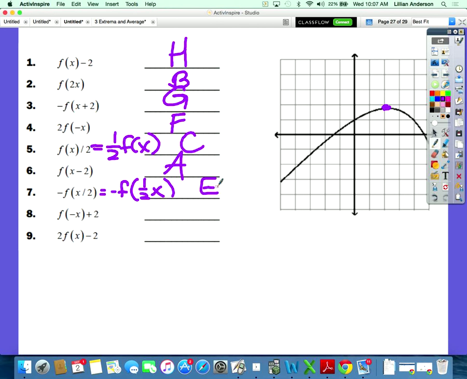Last 2. The negative on the inside means I flip it, reflect it over the y, and then I've got to move it up 2. Which one is it? I. And process of elimination leaves us with D being the last one.